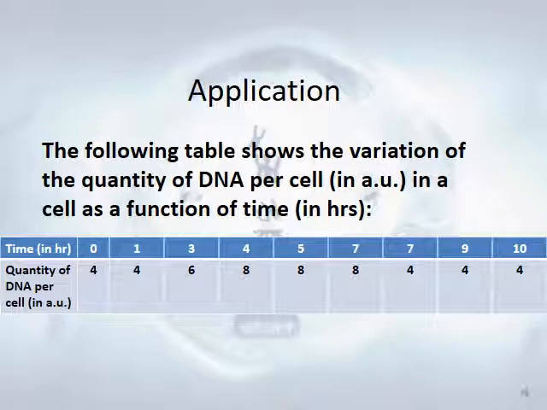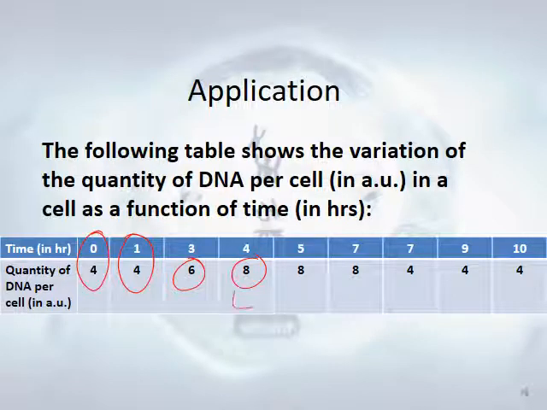In this application, the following table shows the variation of the amount of DNA per cell, in AU, as a function of time in hours. As you see here, the quantity of DNA at time 0 was 4 AU. At time 1, it remains 4 AU. At 4 hours, it increases to 8 and remains constant until the 7th hour, and then it decreases back to 4.